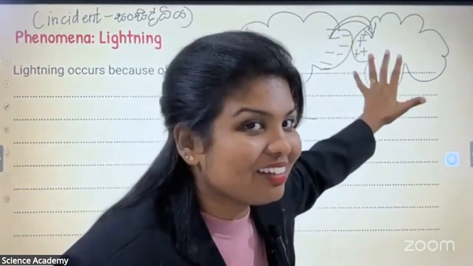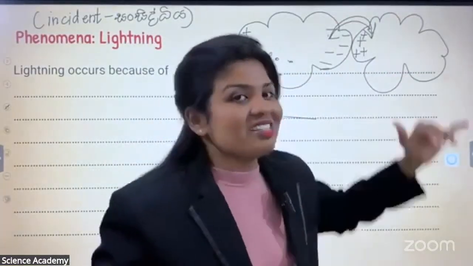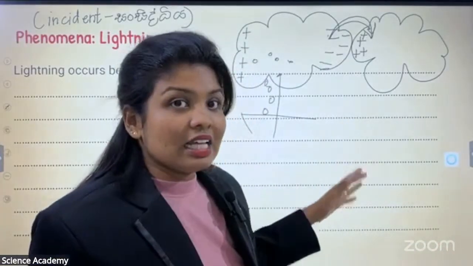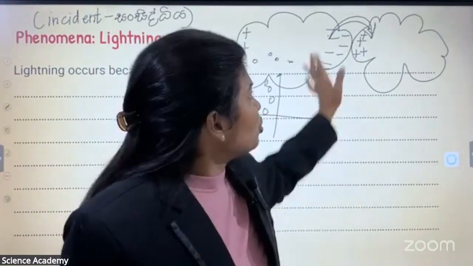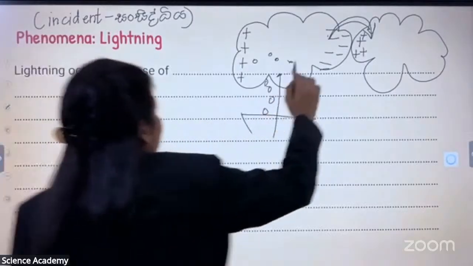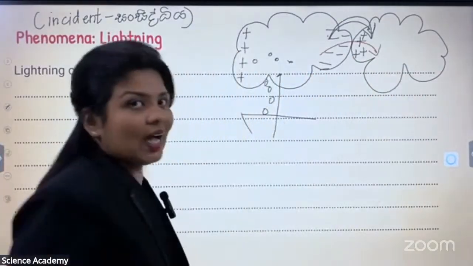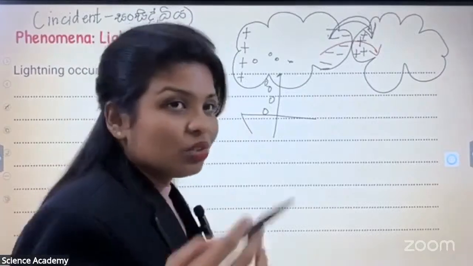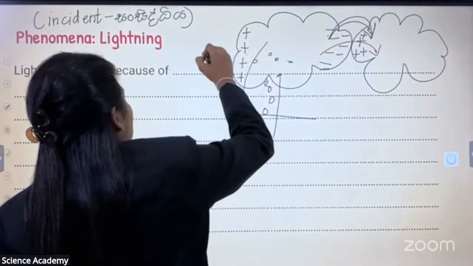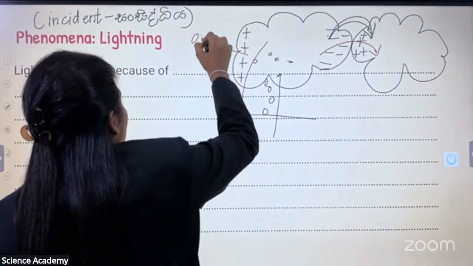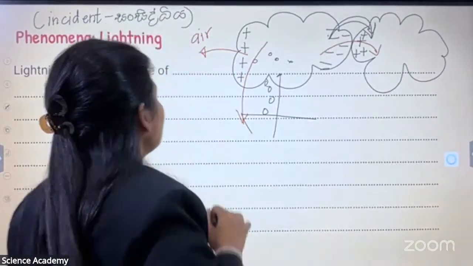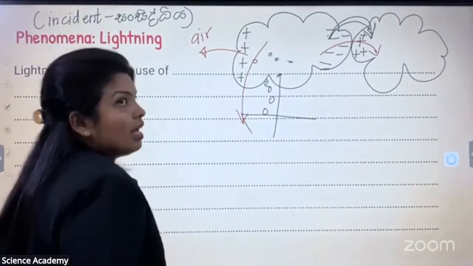Because of that rubbing, electrons discharge from one cloud to the other cloud. Okay, children, we can see cloud to cloud lightning. Cloud to cloud means from one cloud to the other cloud, electrons discharging. So that means releasing. So children, cloud to air. This is cloud and this is air. You know, in the atmosphere, air is filled. So that is cloud to air lightning.